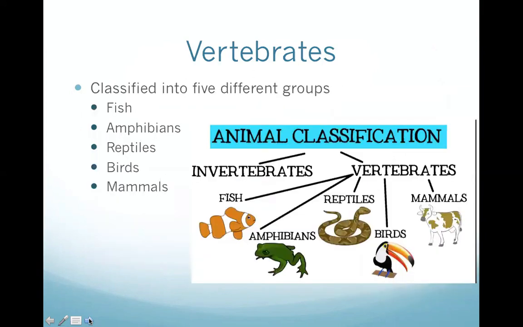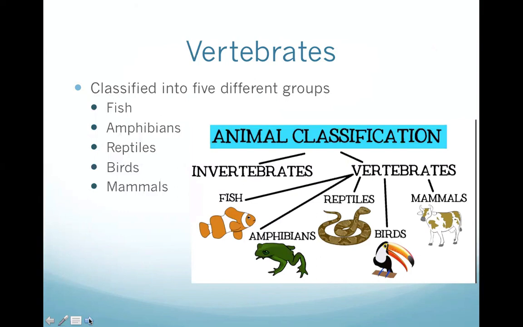All right, vertebrates is the group that we're gonna get into a little bit more. So vertebrates, animals with backbones, are classified into 5 different subcategories. So today's all about classifying. We talked about putting them into just 2 groups, vertebrates, invertebrates. Now within each of those groups, we're gonna go a little deeper. So for vertebrates, they can be grouped into fish, amphibians, reptiles, birds, and mammals.